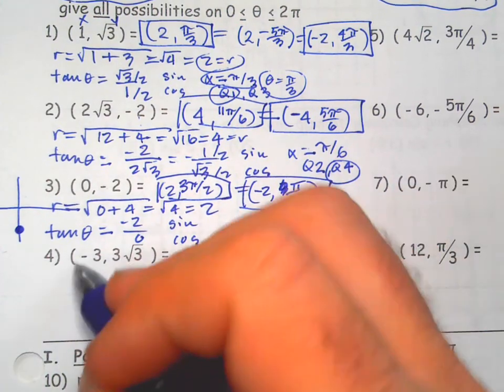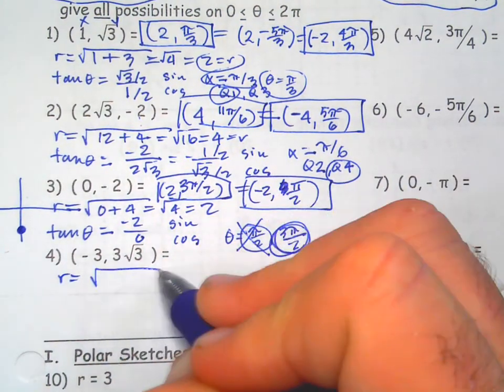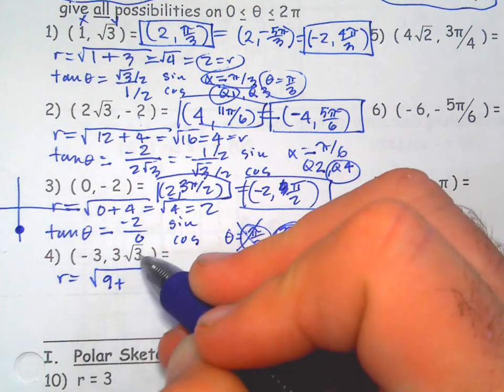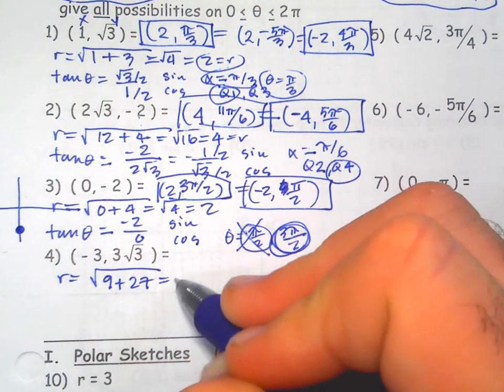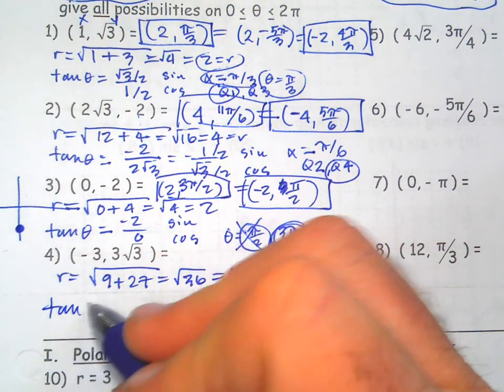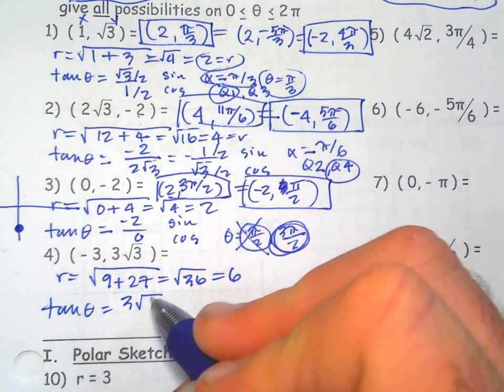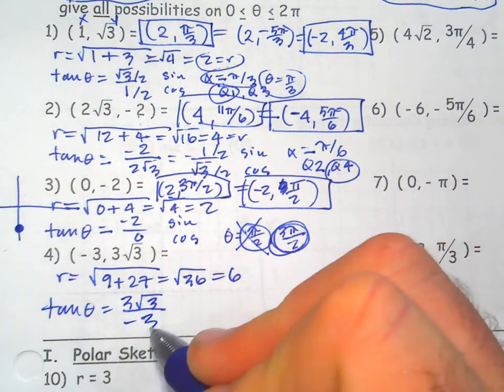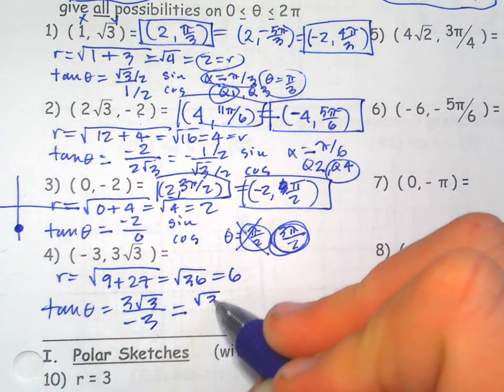Okay. Next one, r equals the square root of 9 plus 9 times 3, which is 27, equals 36, equals 6. Tangent equals y over x, opposite over adjacent. Simplify it.